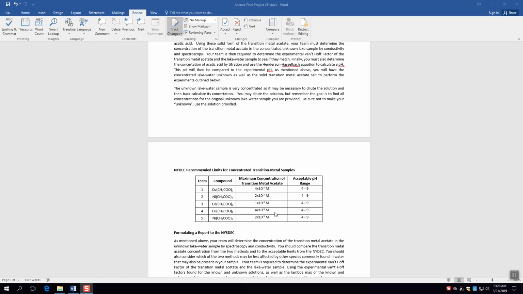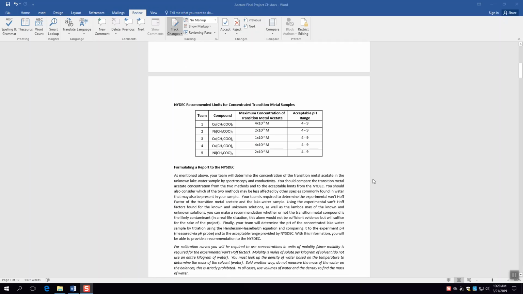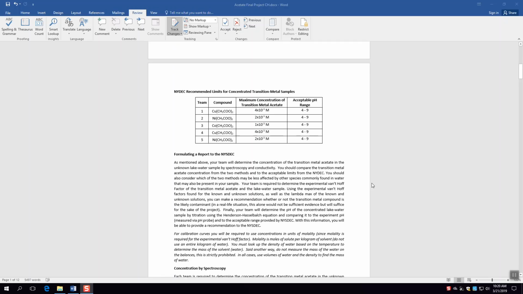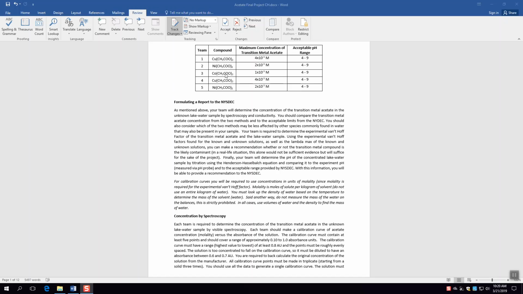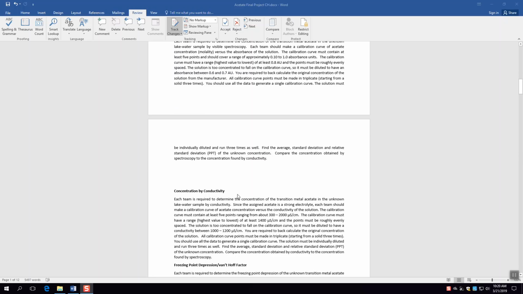Well, how are you going to find these maximum concentrations of the transition metal acetate? Now, what we're going to do now is I'm going to talk about this very generally in the introduction, and then I'm going to talk about it in much more detail, and Timon is going to talk about it as well, in each of these individual sections. So the first thing is you're going to find the concentration by spectroscopy. These metal acetate solutions absorb visible light. Said another way, they're colored solutions. And you are going to determine through absorbance, as you have done before, the concentration of each of these acetate solutions by spectroscopy. You're also going to do it by conductivity.